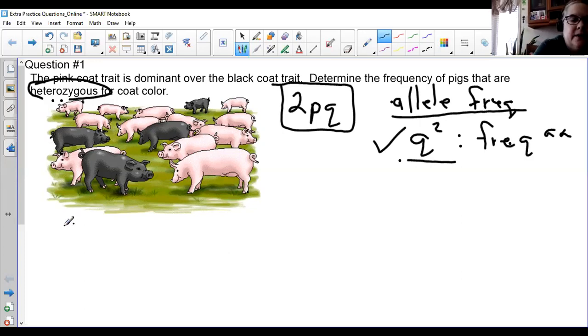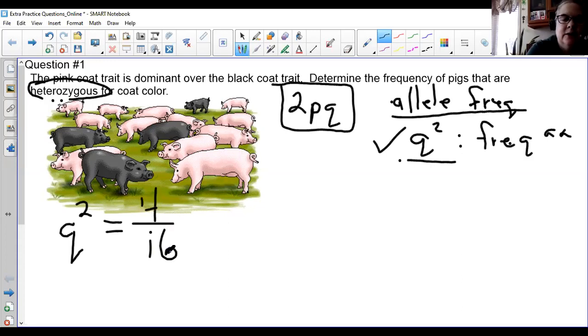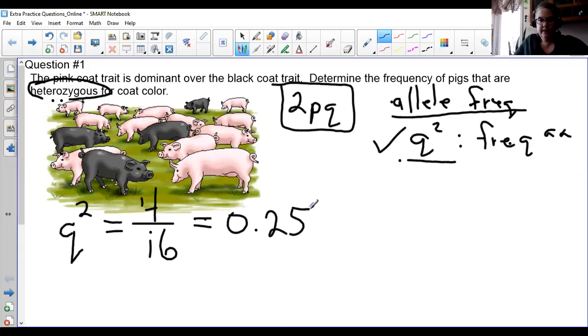So I have Q squared equals, because that's my frequency of individuals with a recessive trait, Q squared is 4 out of a total number of 16, which equals 0.25. Now, that's Q squared, but I'm not quite done yet because I need to figure out 2 times P times Q, right? That's what I need to know.